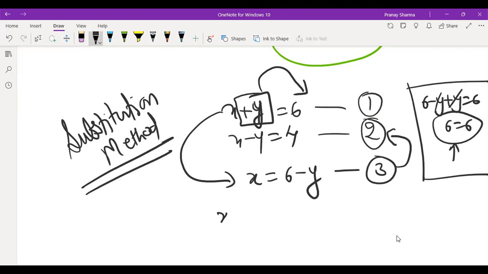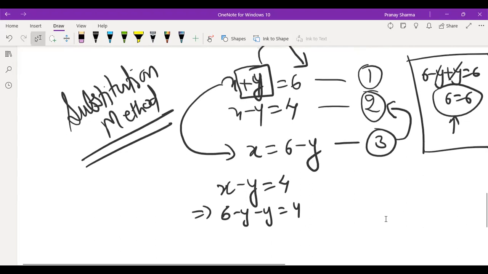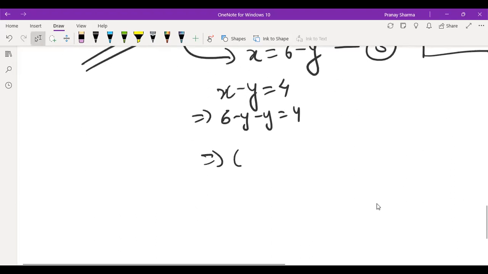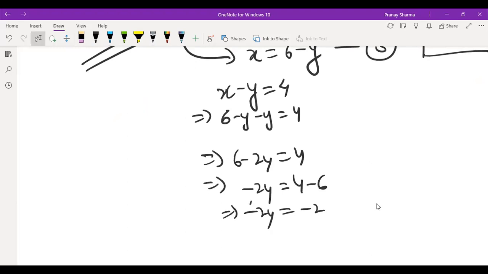So if I put the value of x in this equation, it will become 6 minus y equals 4. So it will be 6 minus 2y equals 4. Once you shift this plus 6 to the other side, transposing, 4 minus 6 will be minus 2, minus 2y, minus and minus will go away. We have y as 1.